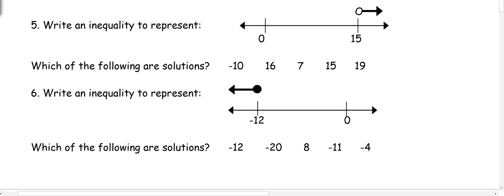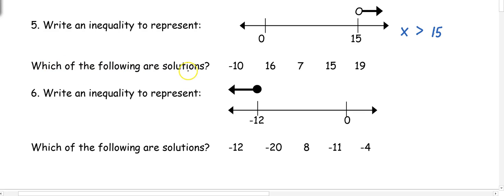So number 5 and 6, write an inequality that represents the situation. So this time we have an open dot above 15, and it's pointing to the right. So we're going to pick a variable. I'm just going to pick x, and I have 15, and then I need my inequality sign. In this case, it's pointing to the right, so we need a greater than sign, and it's an open circle, so we're not going to put a bar underneath it. So we have x is greater than 15.